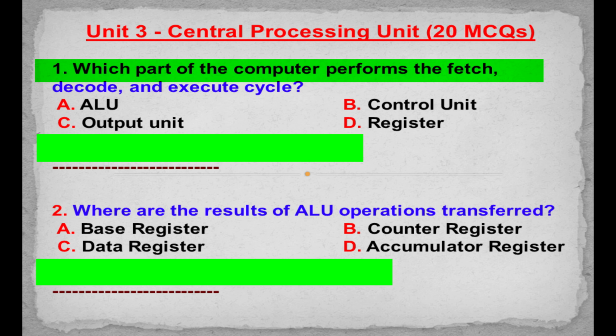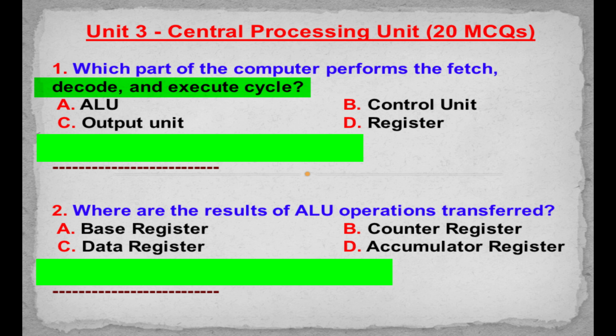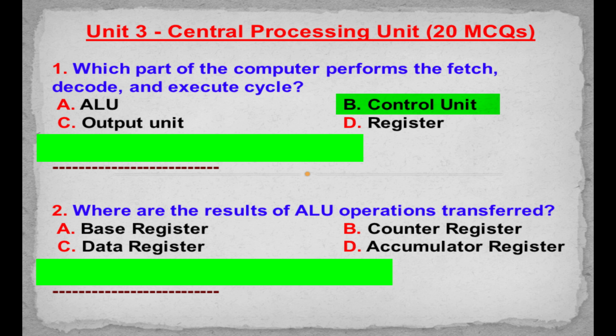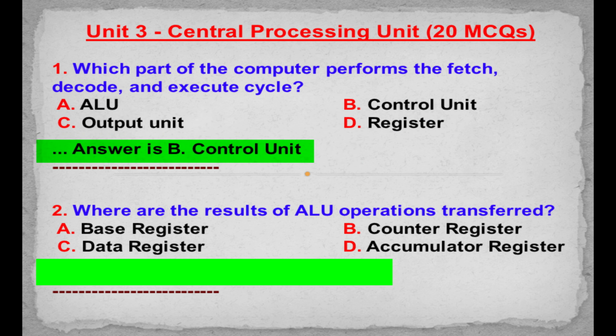MCQs number 1. Which part of the computer performs the fetch, decode, and execute cycle? Option A, ALU. Option B, control unit. Option C, output unit. Option D, register. Correct answer is option B, control unit.